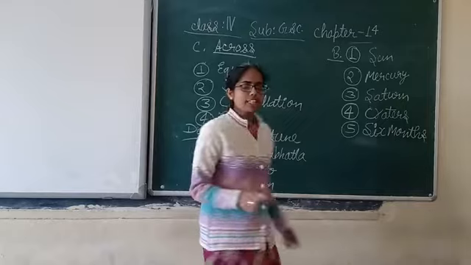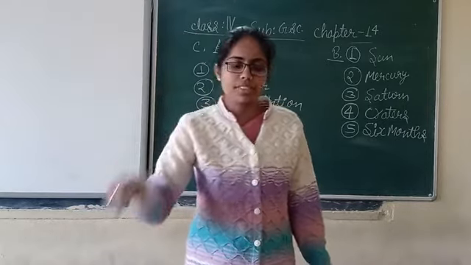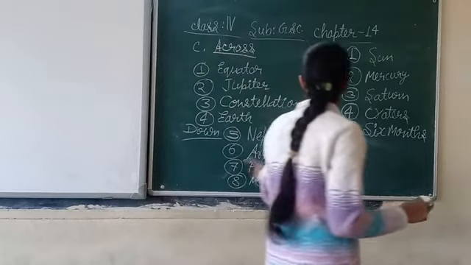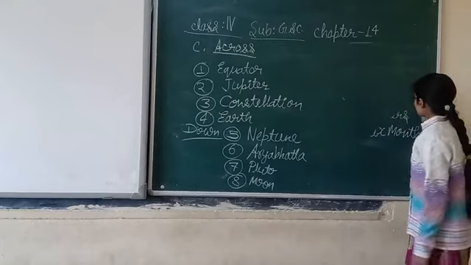You have to fill in those boxes. Down means from top to bottom, across means this side. Where it is written across, you have to write that side, and where it is written down, you have to write up to down.